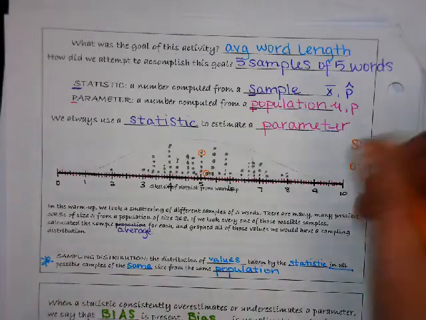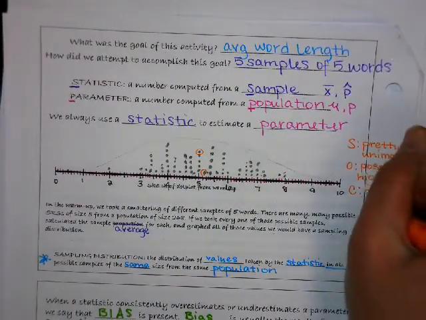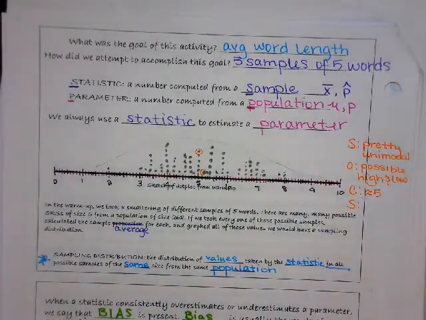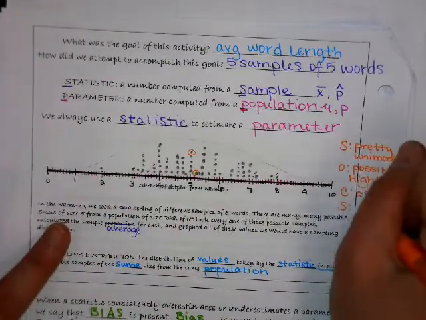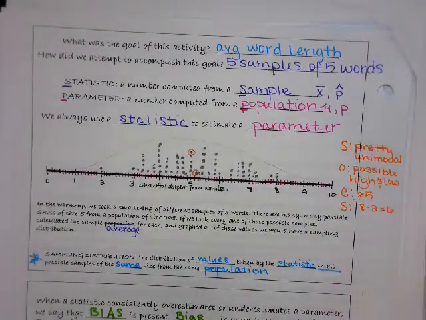And then the last S is spread. Our highest is 8, lowest is 2, so 8 minus 2 is 6. So our spread is 6. We're going to do the same thing for this new dot plot. What would you say about the shape?